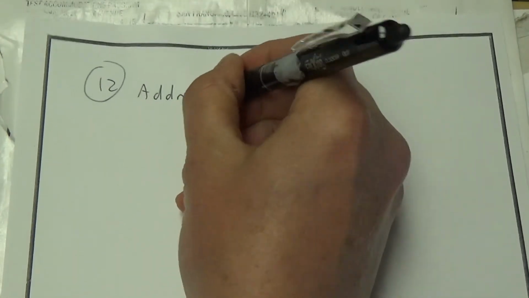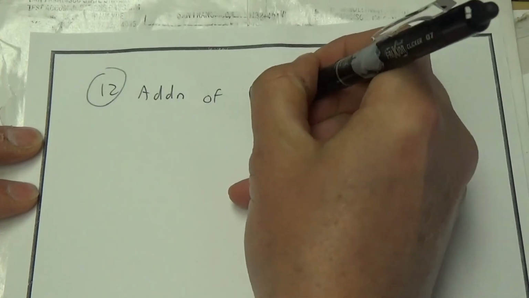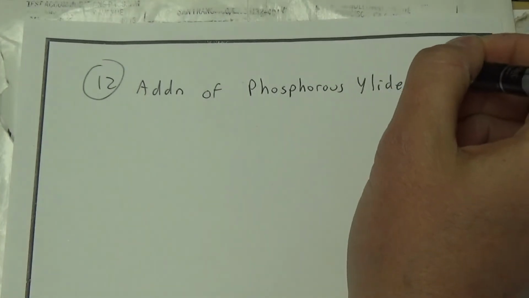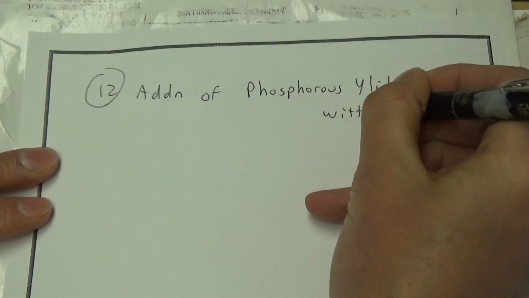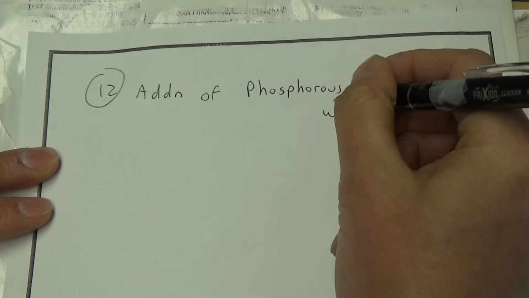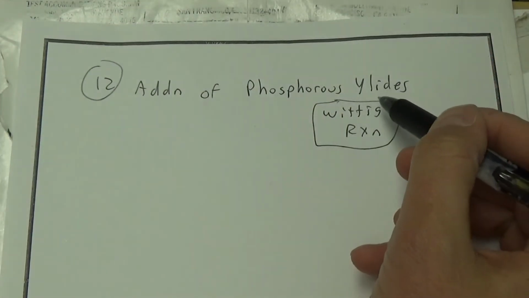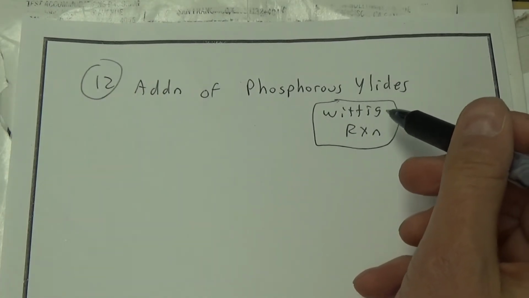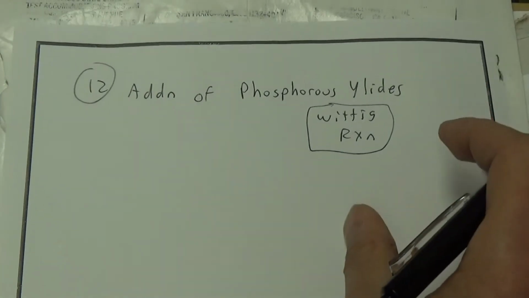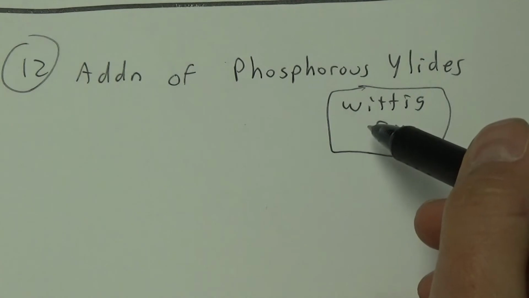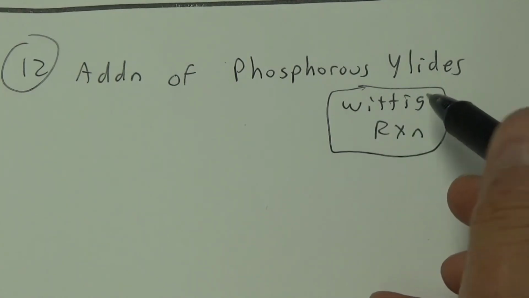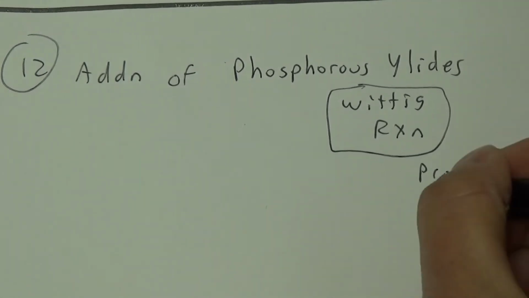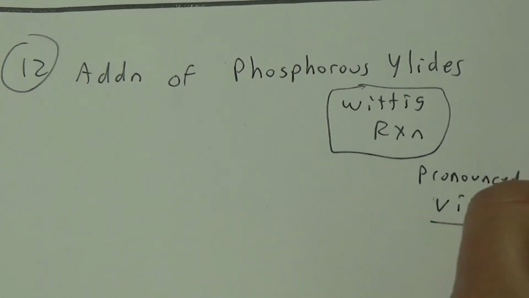This is addition of phosphorus ylides, and this is something called the Wittig reaction. And what's an ylide? Y-L-I-D-E. We'll explain that in a second. The name of the reaction is Wittig, and the mispronunciation would be "Witig." We actually pronounce it Wittig, with a V. So the Wittig reaction, like with a V.